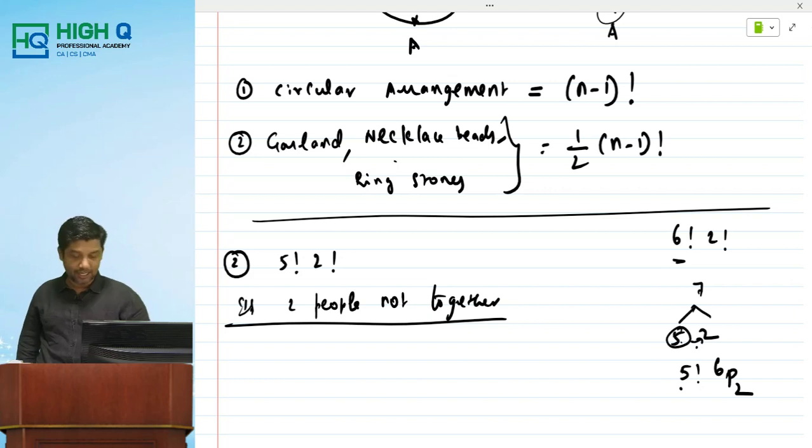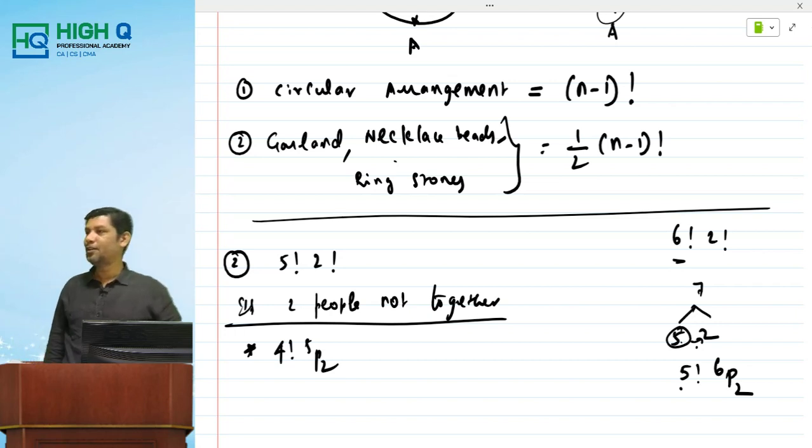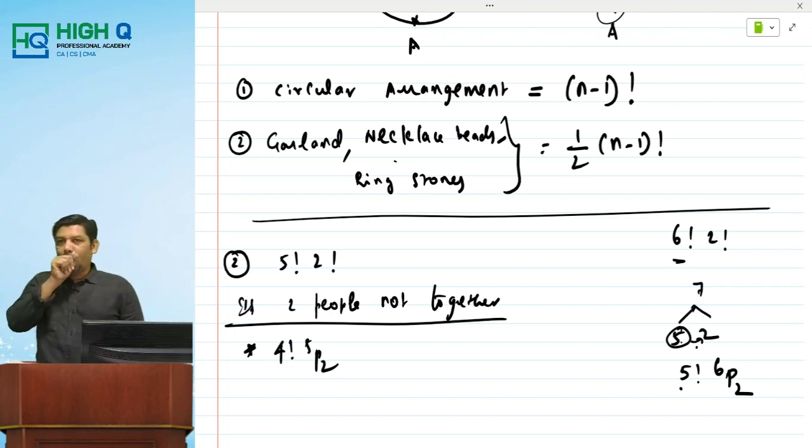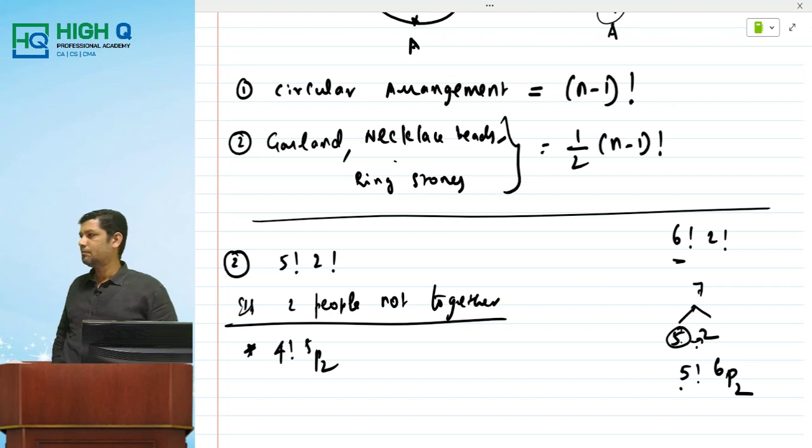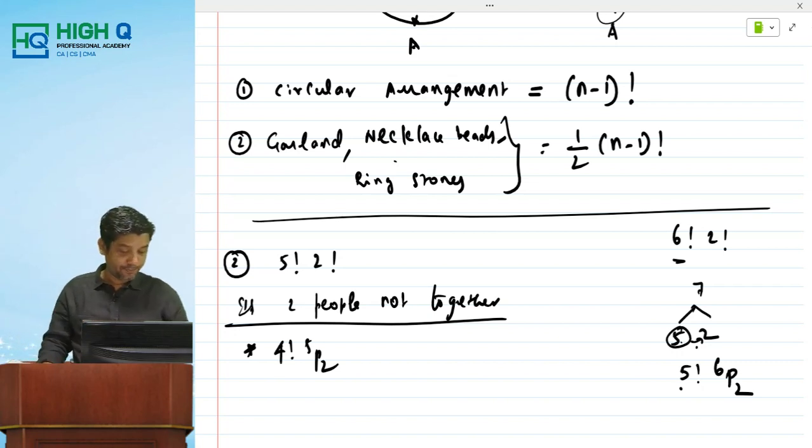When it comes to circular arrangement, the answer is 4 factorial into 5p2. Is that right, my dear? Very simple. If you remember linear permutation, anyone can do circular permutation. That's it. See, logically also this is correct only.